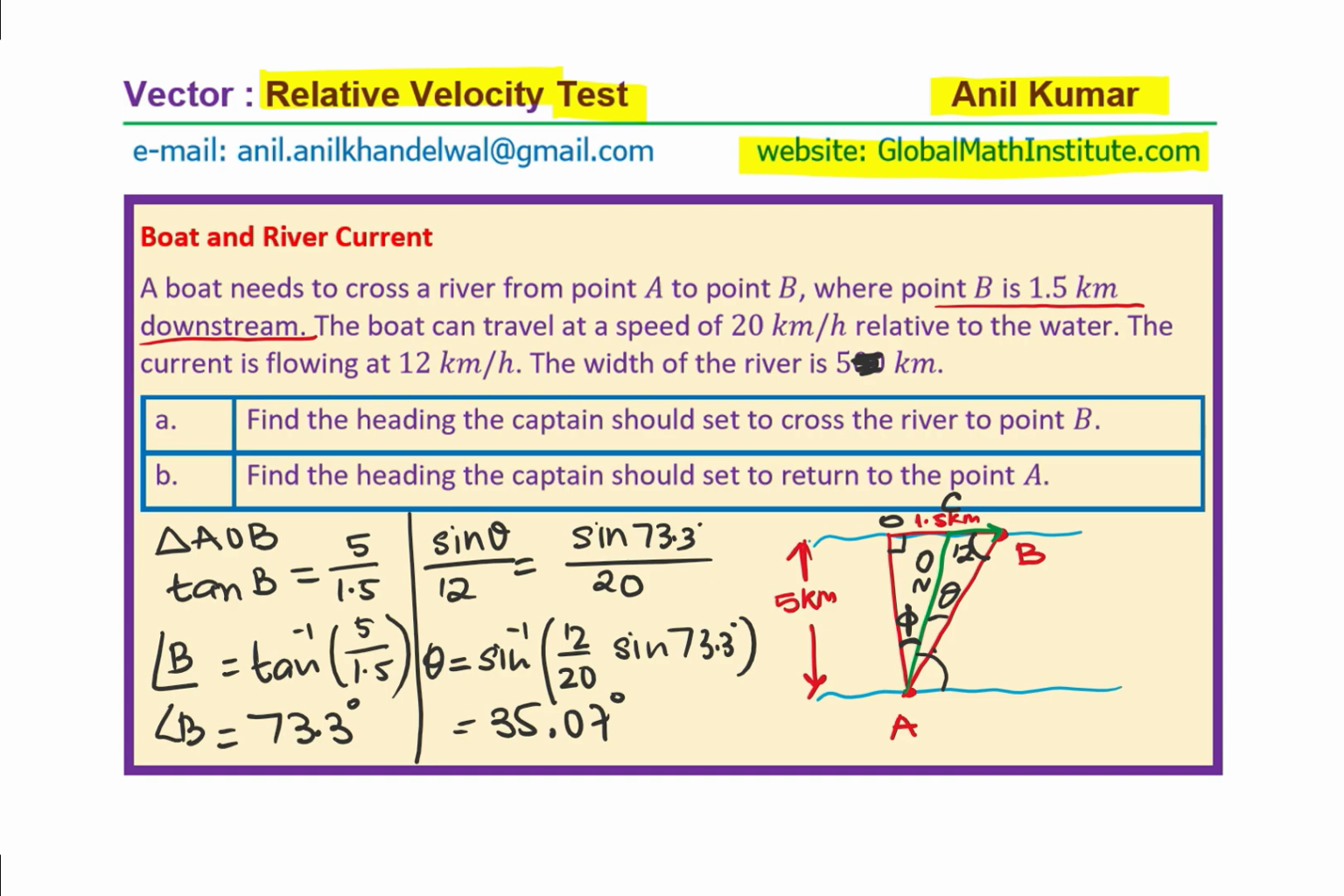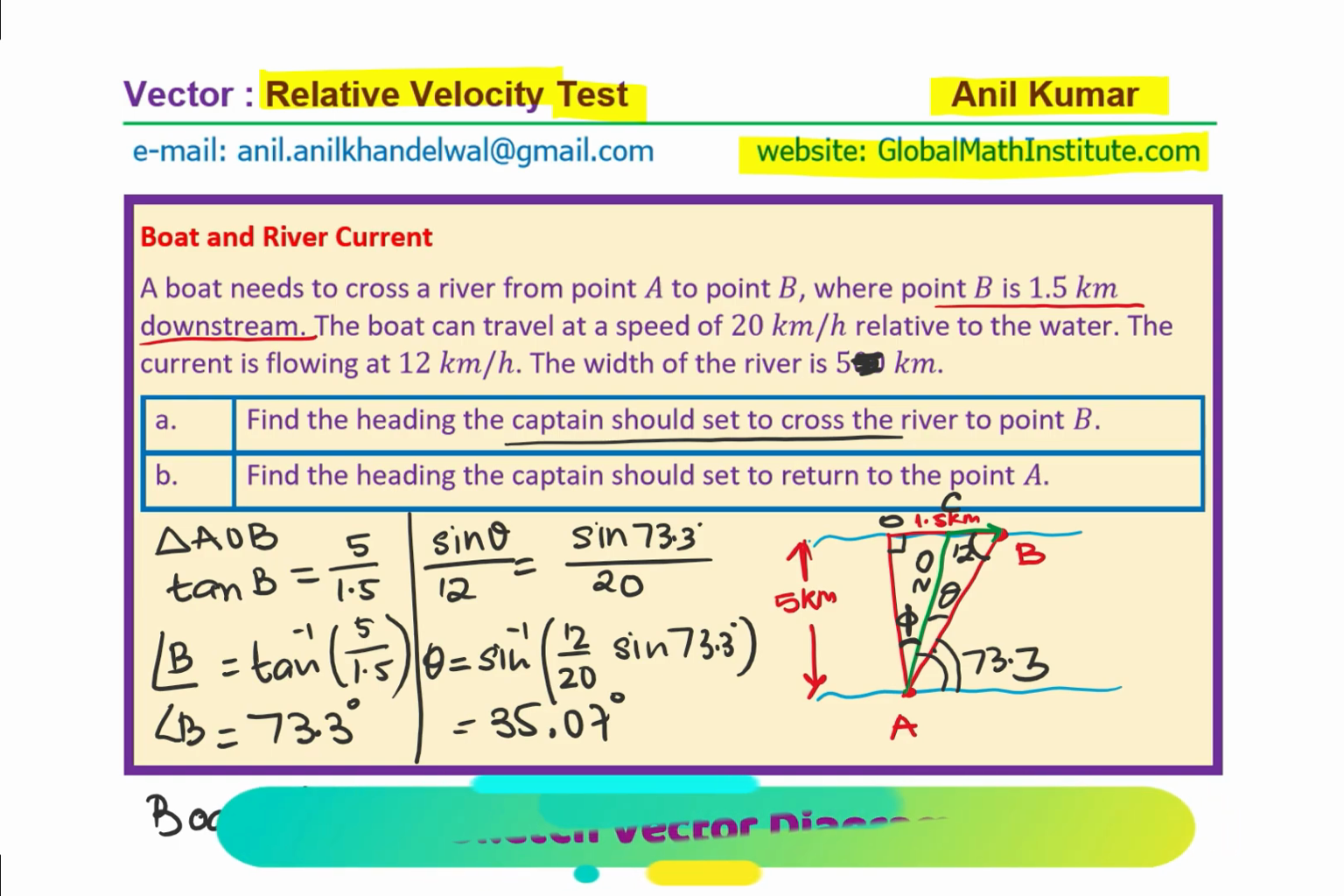So once you know this angle theta, we know the angle B is 73.3, right? So this is also 73.3. So adding theta with 73.3 gives you the angle with the bank, correct? So the boat, we can write down that the captain should head, or boat heading will be equal to 73.3 plus the angle theta, which is 35.07, right?